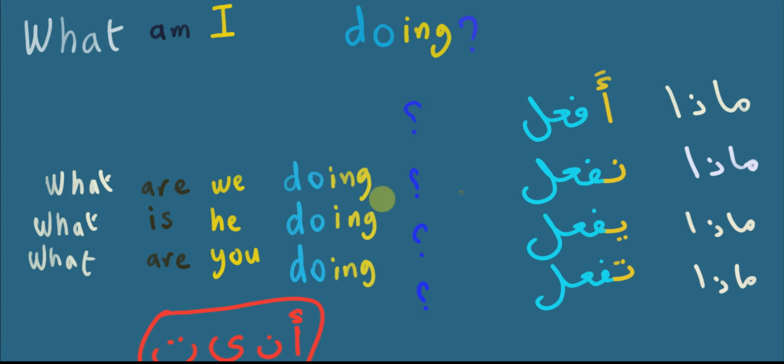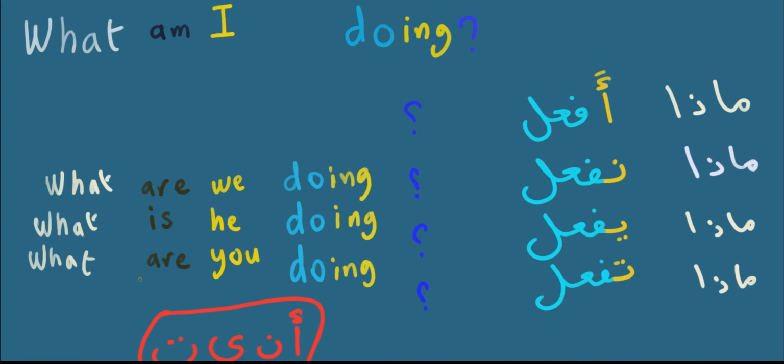ماذا نفعل? What are we doing? ماذا يفعل? What is he doing? ماذا تفعل? What are you doing?